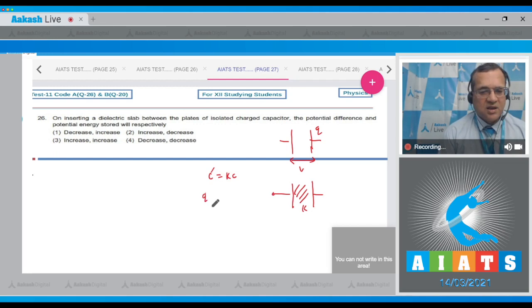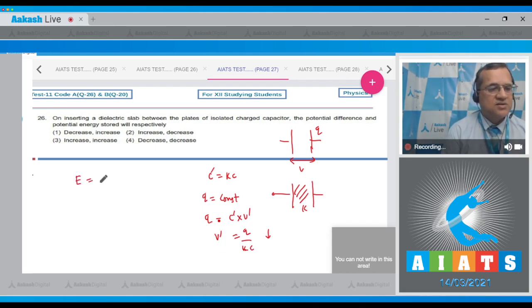Now see, it is isolated, so the charge is constant. If the charge is constant and charge is capacity into the potential, therefore the new potential is equal to Q divided by this one. So K is always greater than 1, so this value will decrease, so potential decreases. Now what about the energy? Energy will use the formula potential energy Q square by 2C, and you see that C increases, therefore the stored energy will decrease. So both potential and stored energy decrease. So the answer to this question is option number 4.